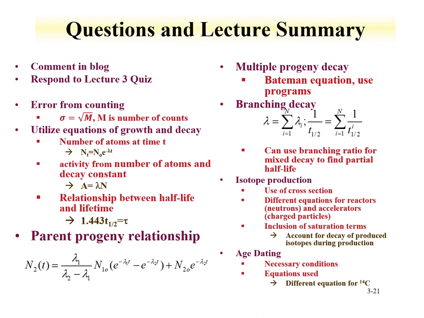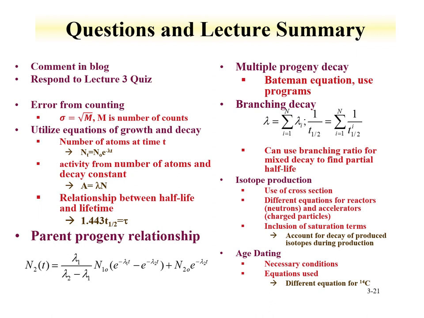Examples include determining the number of atoms at time t from an initial amount of atoms using this equation, and the activity from the number of atoms and the decay constant. This is a very fundamental equation: activity equals lambda N, and the relationship between half-life and the lifetime. This shows that the average lifetime for an atom is a little bit over the half-life. You should be able to calculate parent-progeny relationships.